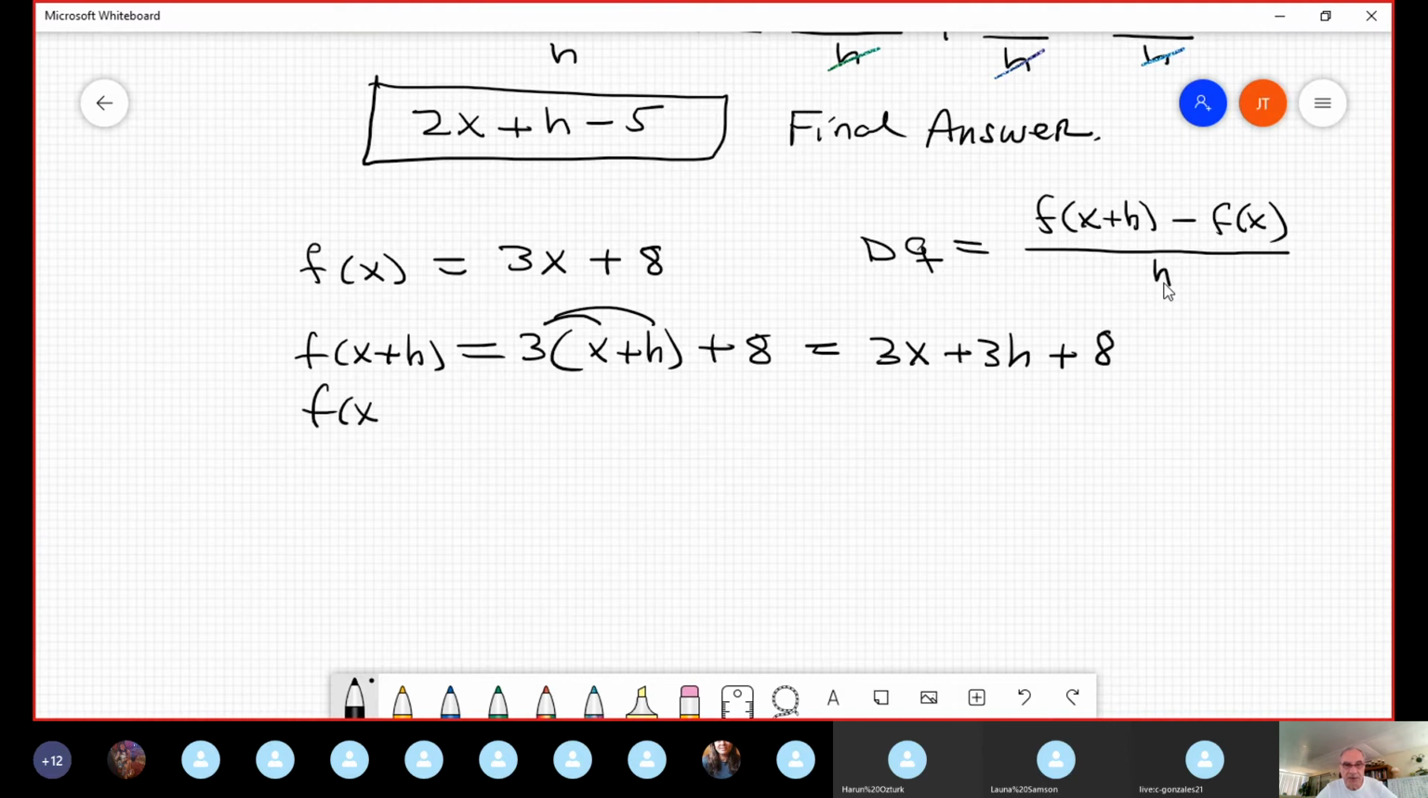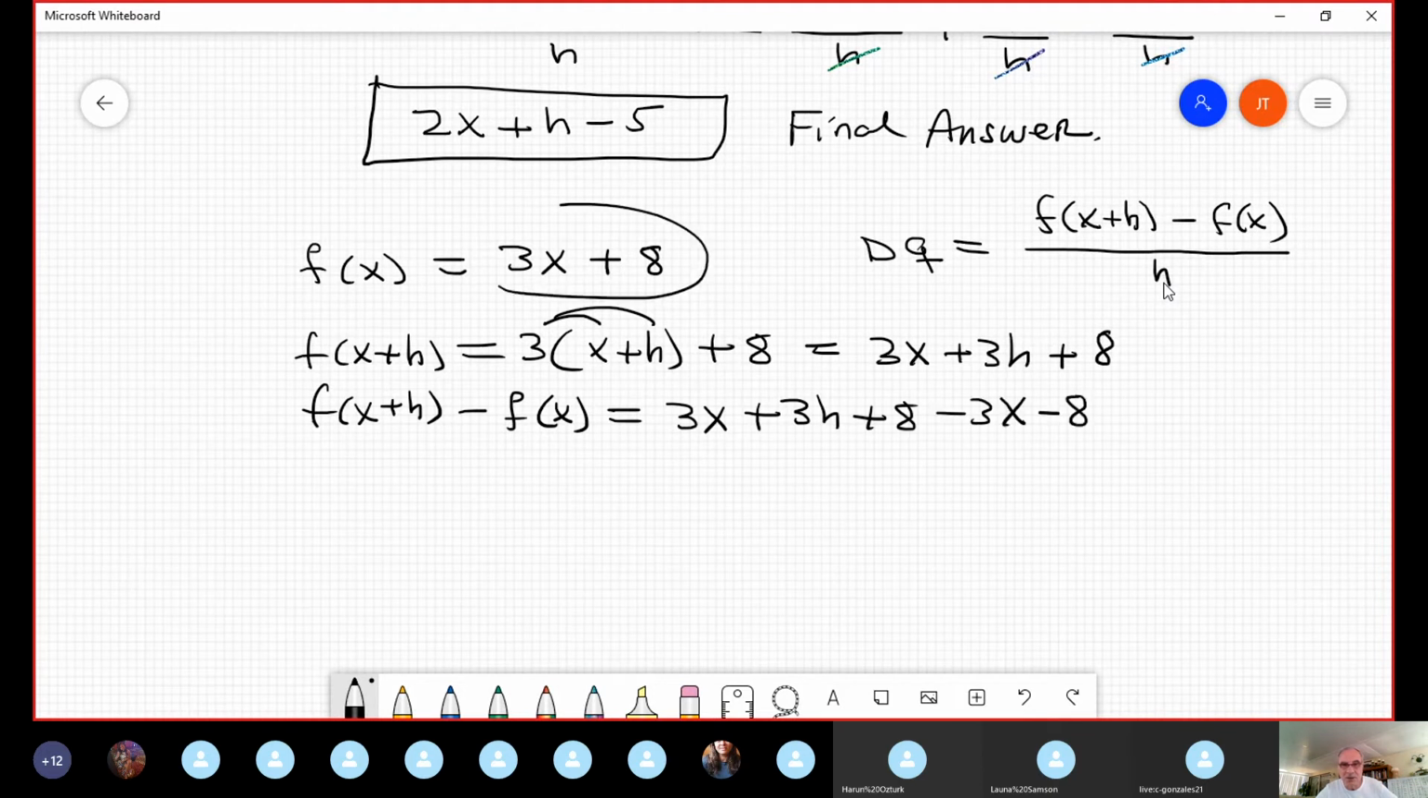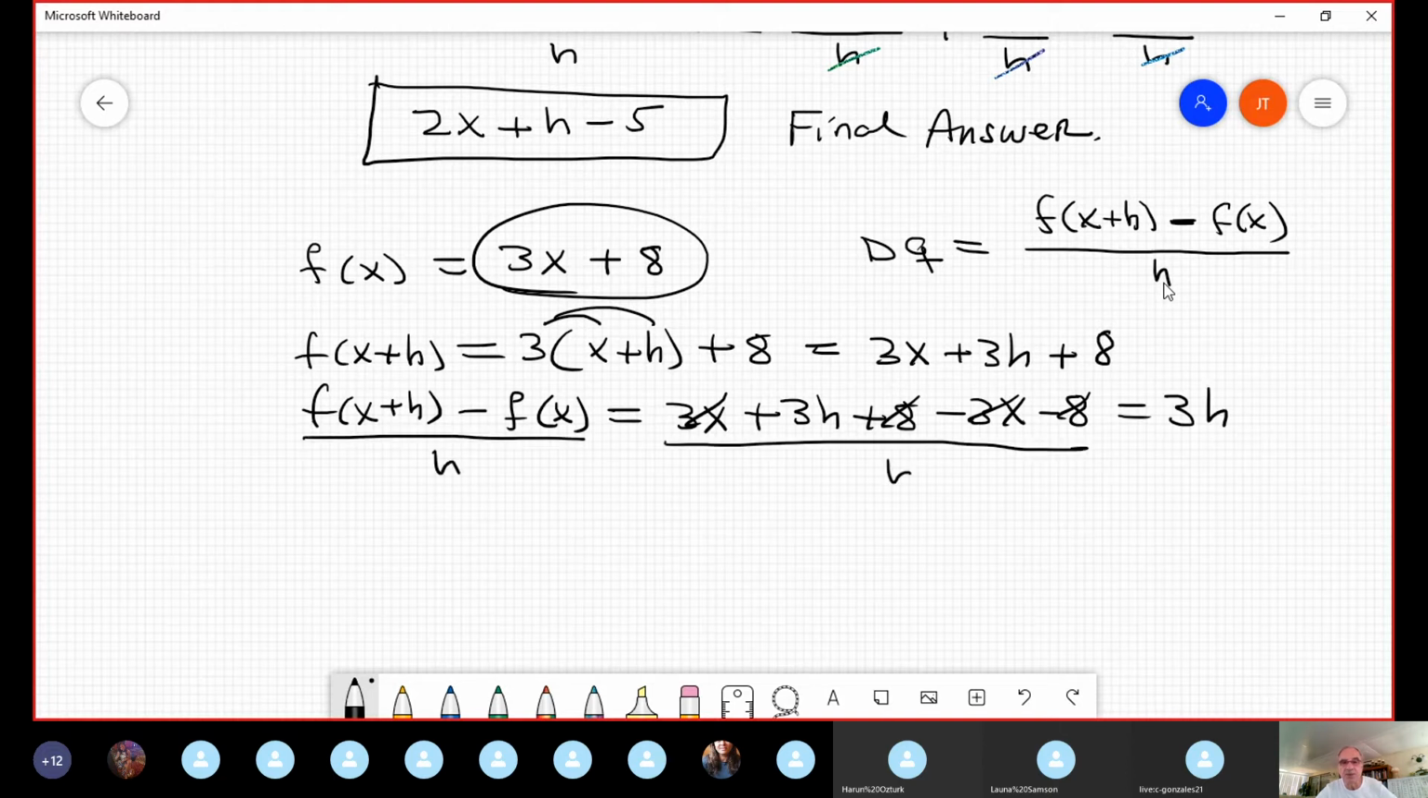Now you're subtracting the original. And normally, when you're subtracting the original, a lot of things cancel. Look, minus 3x minus 8, because I copied the original but with opposite sign. This and this cancel. This and this cancel. And only 3h stays alive. Finally, divided by h, and you cancel, and the answer is just 3.